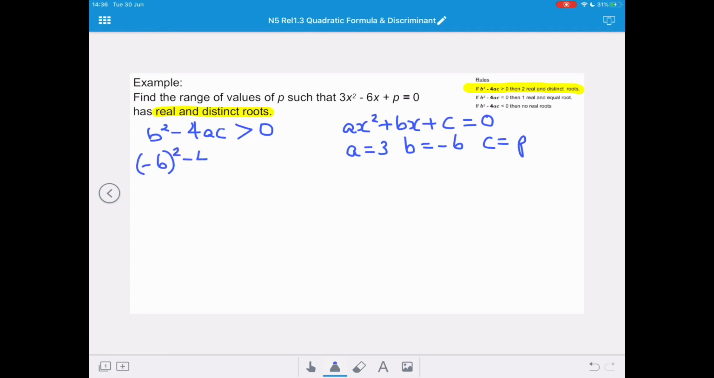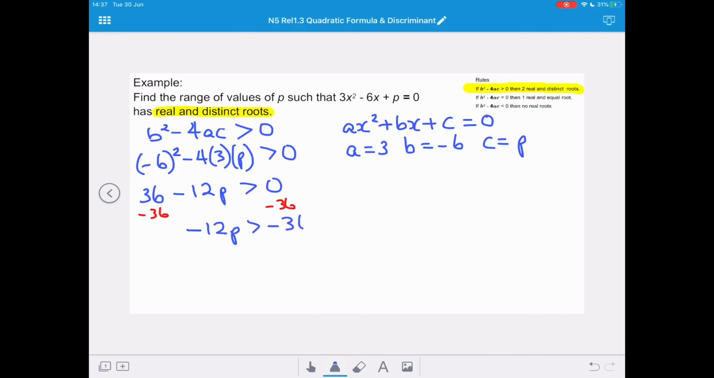So negative 6 squared minus 4 multiplied by 3 multiplied by p is going to be greater than 0. And negative 6 squared is 36, and we've got minus 12p greater than 0. So now we need to rearrange. So we're going to subtract 36 from both sides. That leaves us with negative 12p is greater than negative 36. Now we need to divide by the coefficient of p, and remember that if we are dividing by negative 12 on both sides, we need to flip our sign because we're dividing by a negative. And so we end up with p is less than 4.